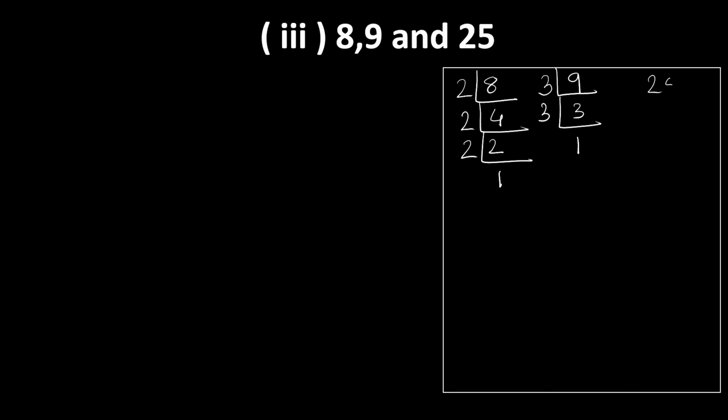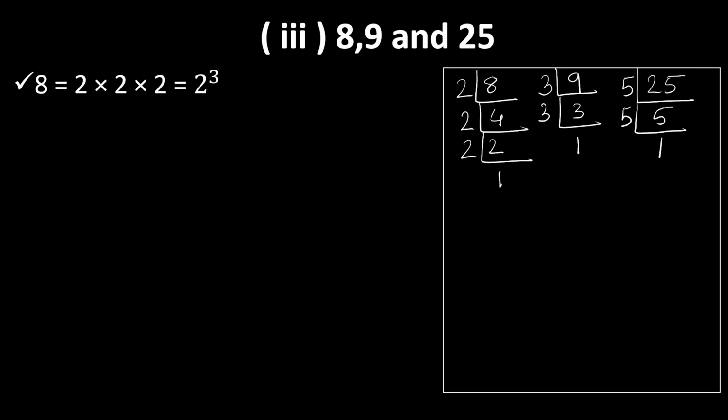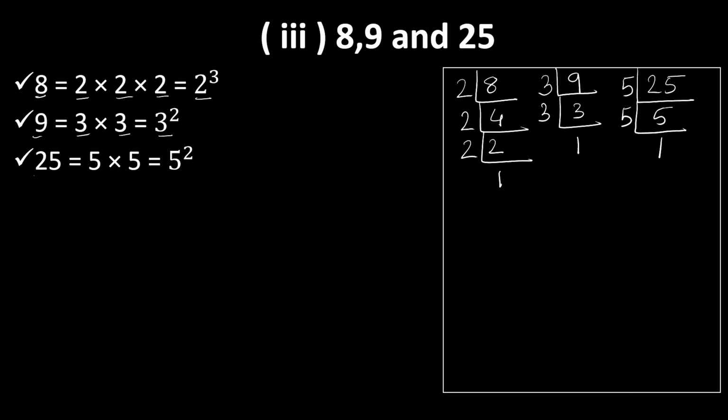Now, for 25, we can divide it with 5, since the unit place of 25 is 5, so it is divisible by 5. We get 5 as a quotient. Again, 5 is a prime factor, so we divide it with 5 in order to get 1 as a quotient. Therefore, we write 8 is equal to 2 into 2 into 2, 2 raised to 3. 9 is equal to 3 into 3, 3 raised to 2. And 25 is equal to 5 into 5, 5 raised to 2.